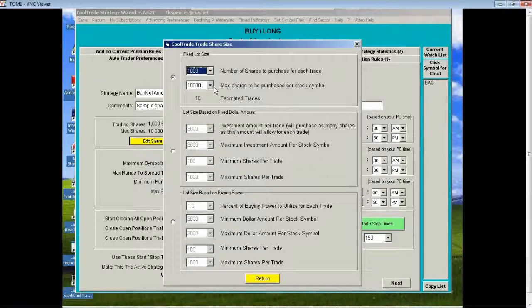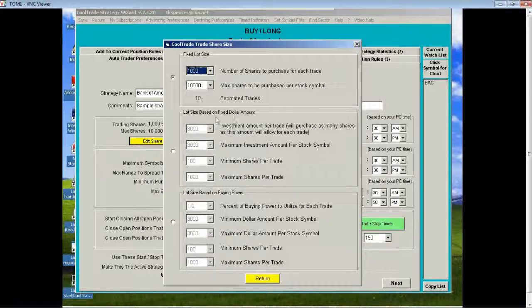Now the next column here is max shares to be purchased per stock symbol. So in this strategy, if the stock price goes down, we're going to add more positions. We look at it as we are going to be adding and buying more product at a discount. So we're going to be buying more stock at a discount. And you can do that with your strategy, or you can not add to your positions. But this is just how this one is set up.